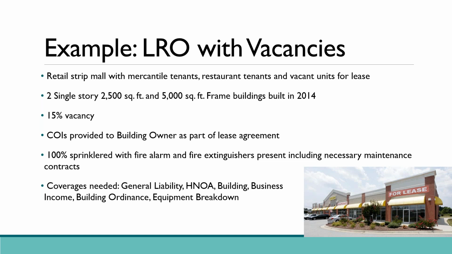Same thing with restaurant tenants. They need to have their hoods inspected. They need to have their deep fryers, everything like that. That would be a necessary maintenance contract. That's what our carriers are looking for there to be in place. So that is a common loss control item that I see: their contracts are too old. They haven't been checked in over a year. So those are important things to have in place. And again, it's helping not only the building owner but the tenant as well. This is helping us try to prevent losses from occurring.